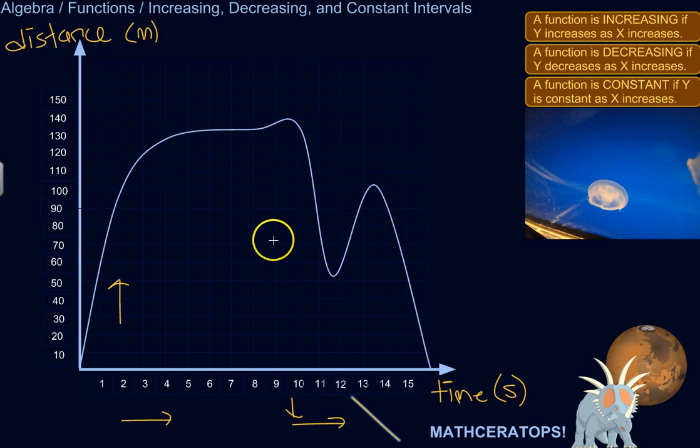An interval of time, or an interval of the domain of a function, is just a subset of the whole domain. So, a section of it. For example, an interval of time could be 1 second, a 10-second interval, a 5-second interval.